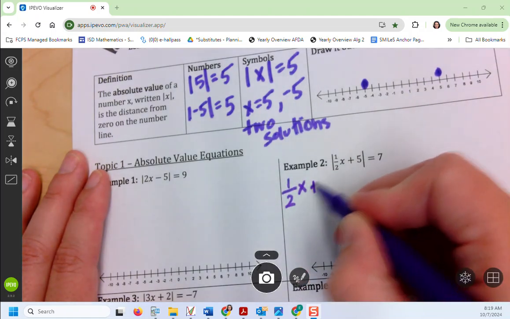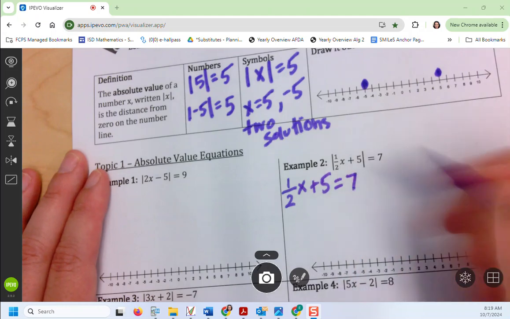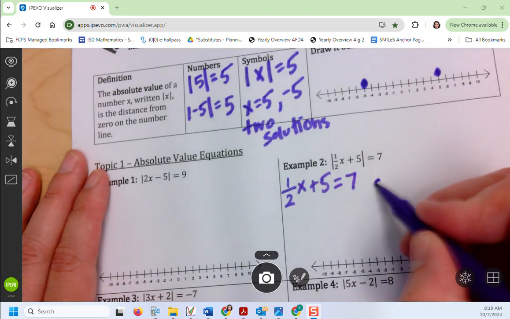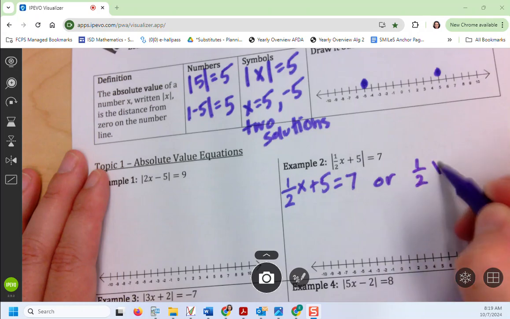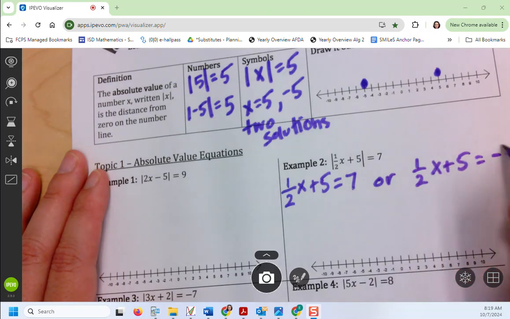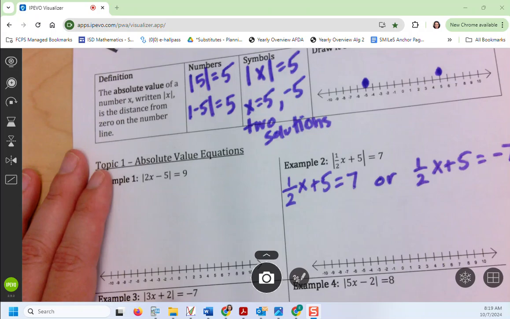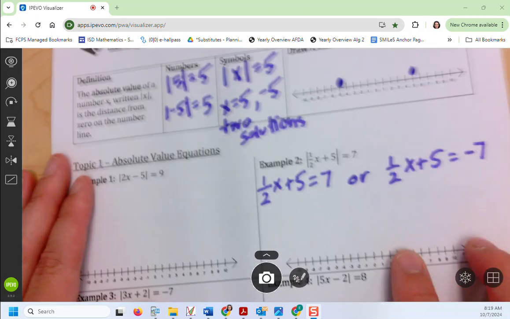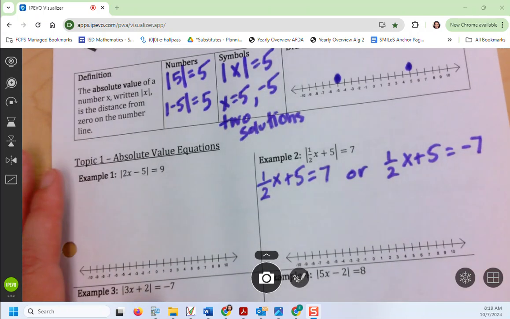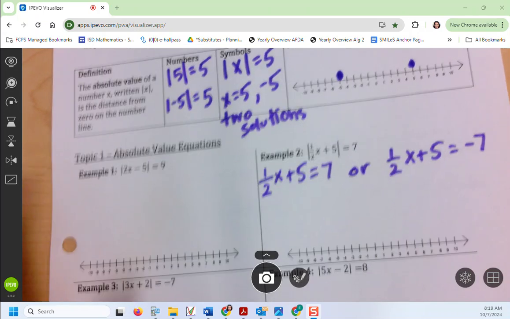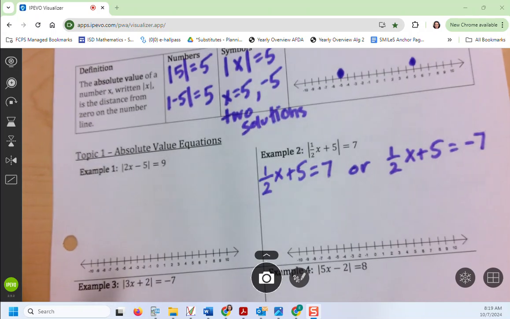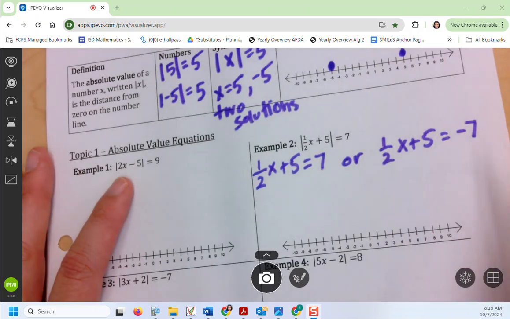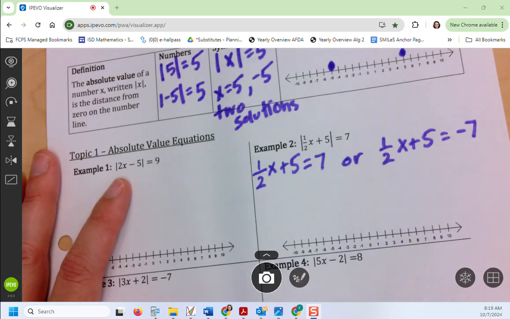1/2 x plus 5 might be at 7, or 1/2 x plus 5 might be at negative 7, because if I put a negative 7 in my absolute value, it would turn positive and give me 7. So I'm going to solve both of these, and this is just solving like you would solve a linear equation. For some of you, it's been a while since you've solved a linear equation because you had geometry last year, but the steps are to undo your operations in backwards PEMDAS. You start by undoing addition and subtraction, and then you undo multiplication and division.